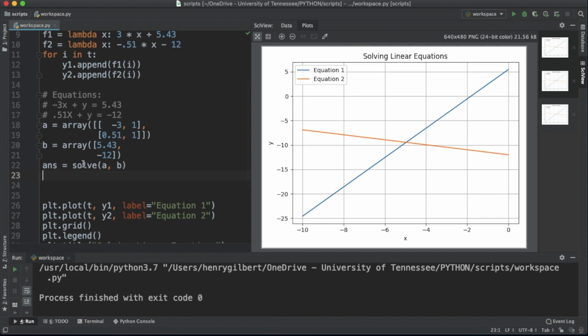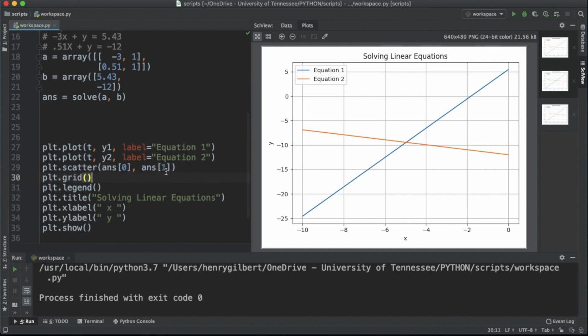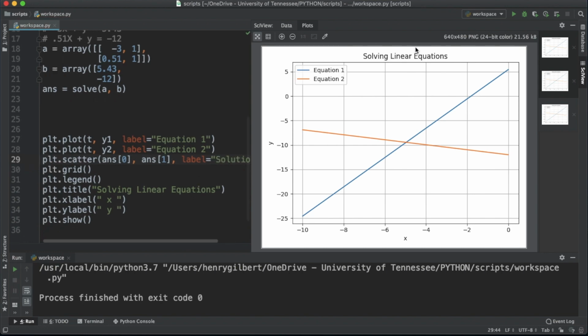If the answer exists, solve will return the X and Y ordered pair that represents the solution to this system of equations. Let's plot the answer with plt.scatter, and the x element of the solution is going to be the zeroth index of answer. So that's answer at the zero spot, and the y value is answer at the one spot. Let's say that label equals solution, and when we plot this, we're going to see that the ordered pair of the solution popped up right here in the center.